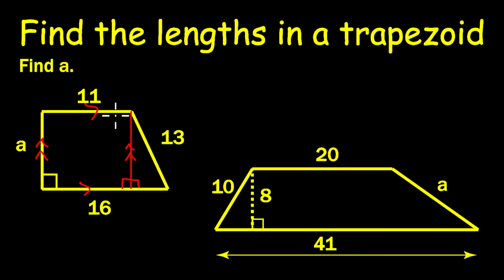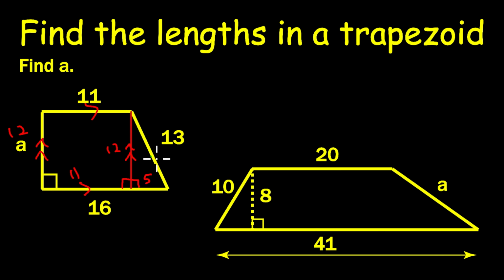Now, since this is a rectangle and this side is 11, this side is also 11. Since this distance is 16 and this is 11, this is 5. And that makes this a 5, 12, 13 triangle. And then again, this is a rectangle. So if this side is 12, this is also 12.